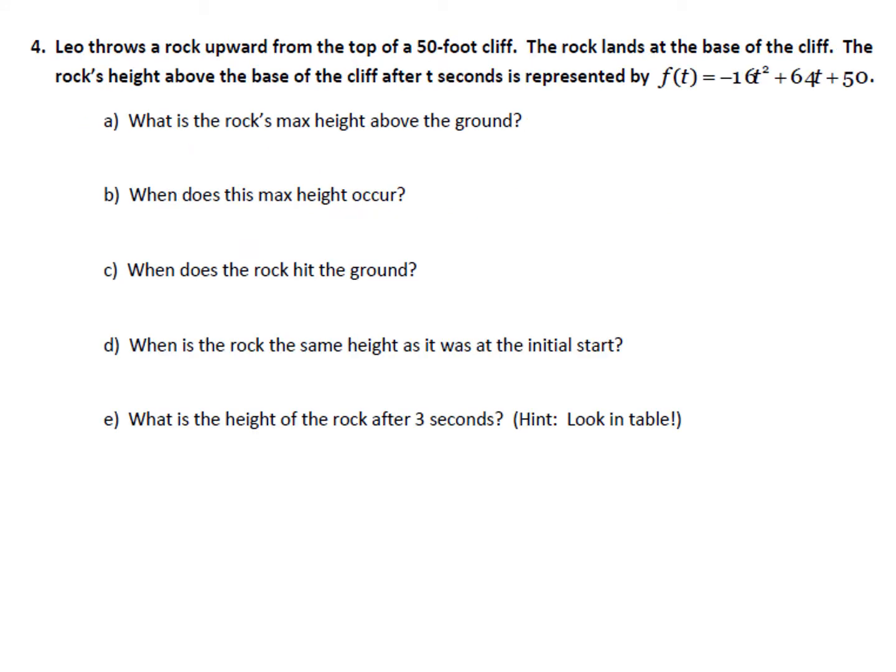Number 4 says, Leo throws a rock upward from the top of a 50-foot cliff. The rock lands at the base of the cliff. The rock's height above the base of the cliff after t seconds is represented by f of t equals negative 16t squared plus 64t plus 50. Again, just reiterating that initial height, that 50-foot cliff is that constant. That negative 16 is going to be your gravity, and the 64, if you remember from the previous examples, is your initial velocity. So that's how fast Leo threw the rock.